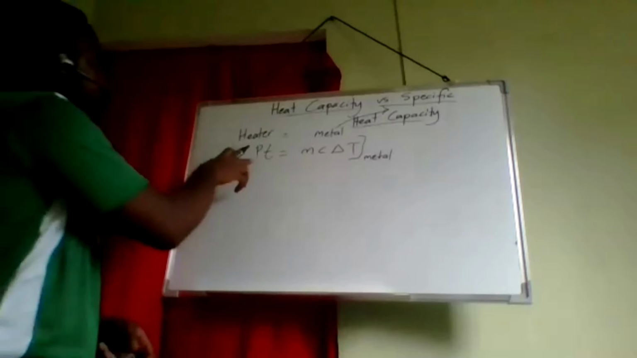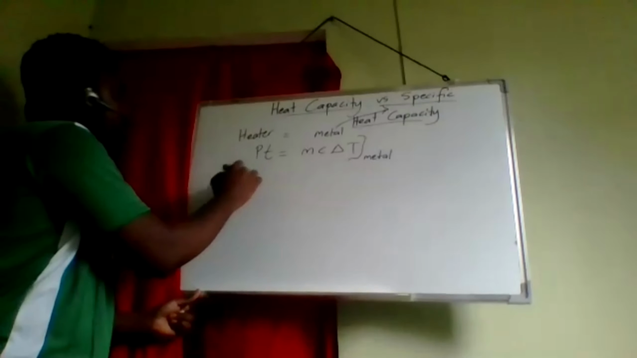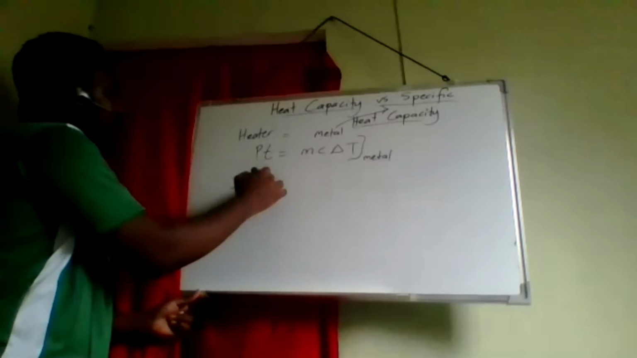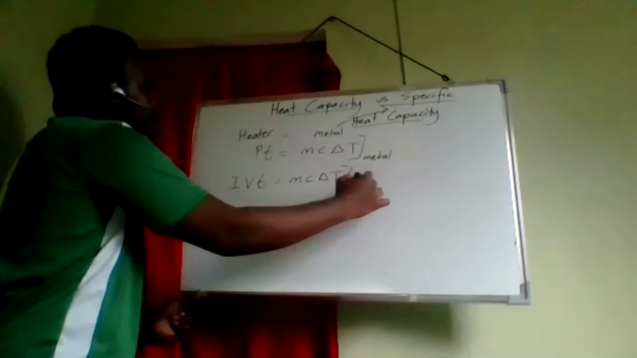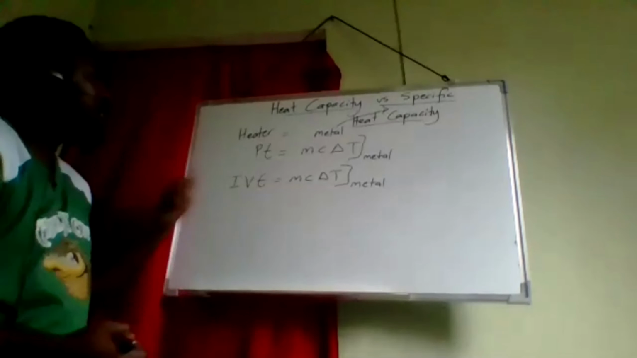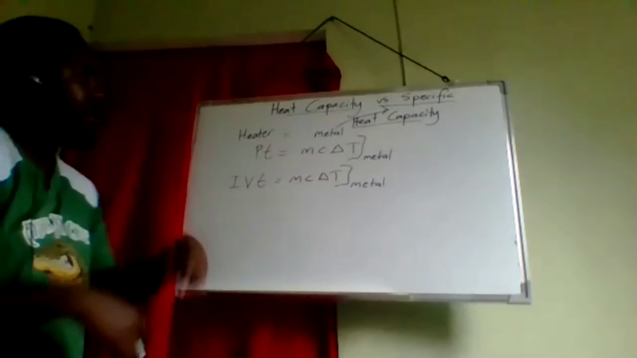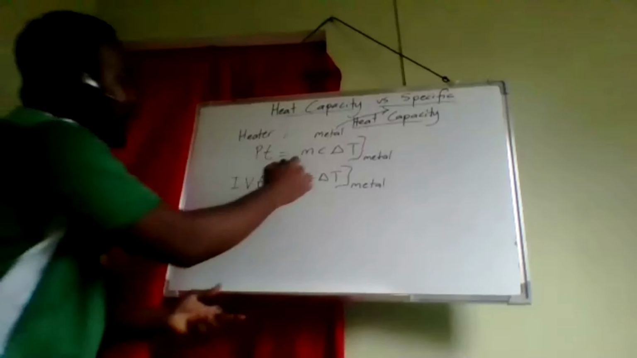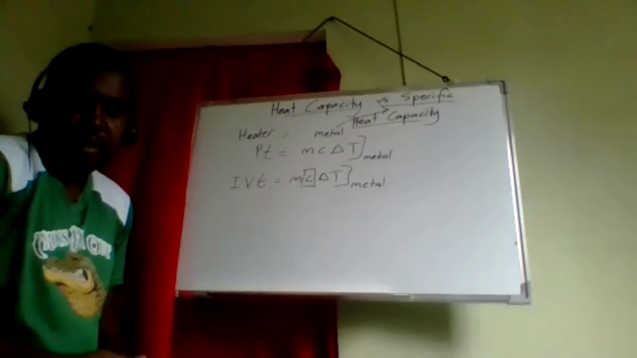The heat lost by the heater is P times T, which can be found by P equal to IV, times T, equal to mc delta T of your metal. So if it's a heater that is used, then the equation simplifies to this. We don't need water because we're just directly heating the metal to change its temperature, and we can find the c right there. All right, that's clear.